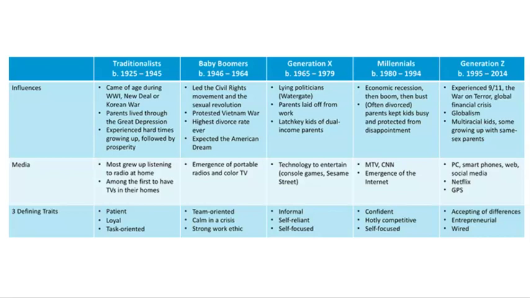And next is Generation Z. They have lived through 9/11, the war on terror. In fact, I think the U.S. has always been at war for their whole lifetime. Globalism, this group tends to be more multiracial. This is also children who are growing up with same-sex parents because of more acceptance in the United States and legalization of same-sex marriage. So those are some influences for Gen Z.